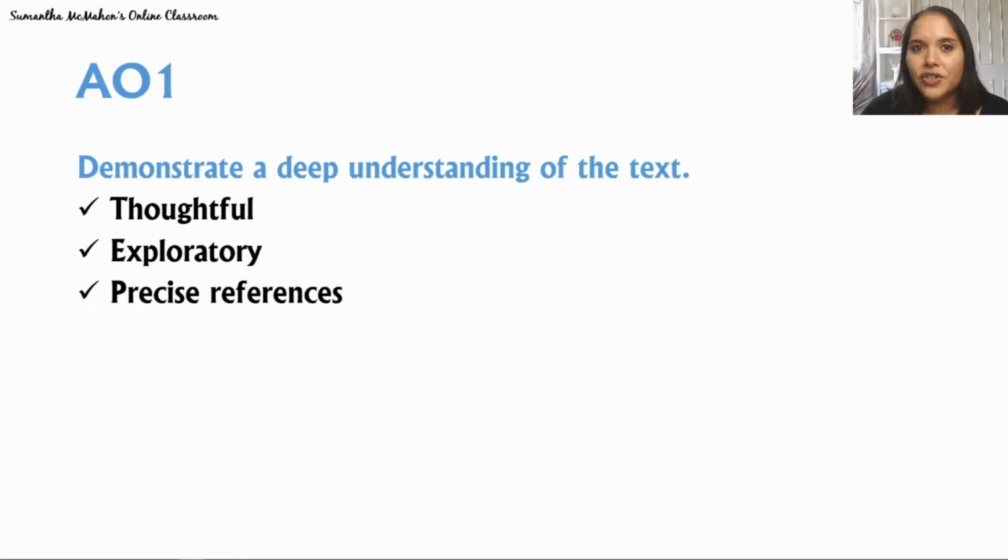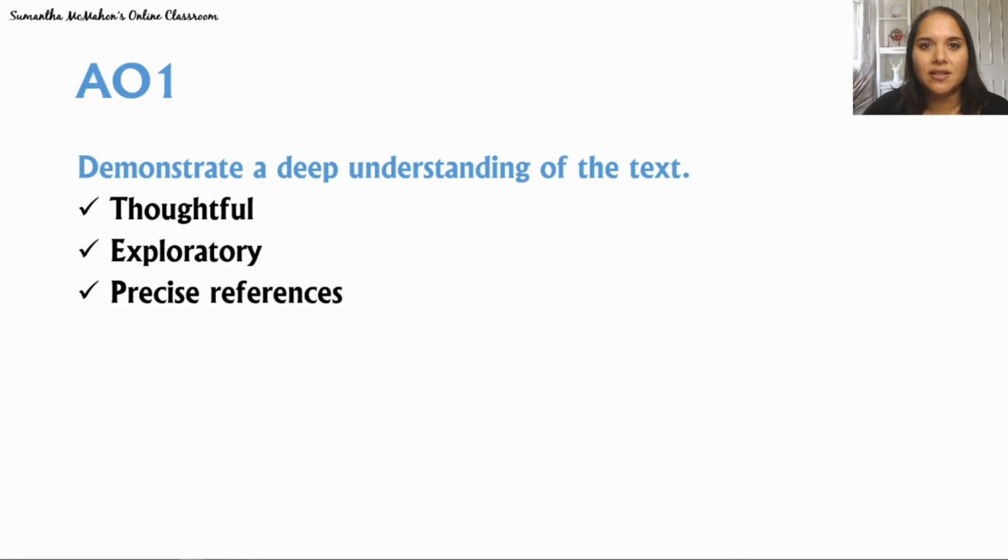Now, with references, you need to be precise. What I mean by this is that whenever you make a point, whenever you analyze something, you need to support it with evidence from the text. And usually that comes in the form of a quotation, but the exam board are fine with you also providing examples. So you don't have to remember millions of quotations. But the important bit is that you're precise.